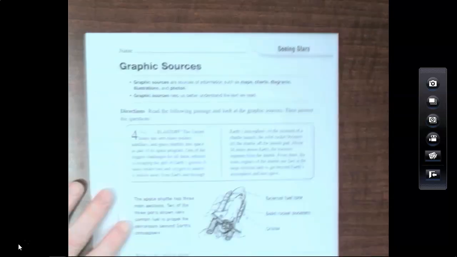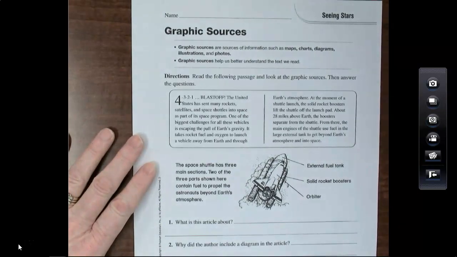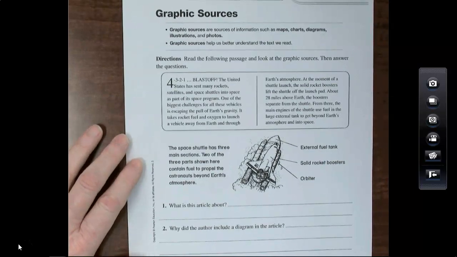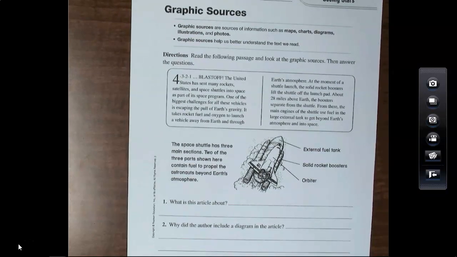And in Seeing Stars, it uses many graphic sources. Okay? So if you have this page of graphic sources, has this rocket ship on it, and it's page 173, if you have that, get that out with a pencil. If not, just follow along.